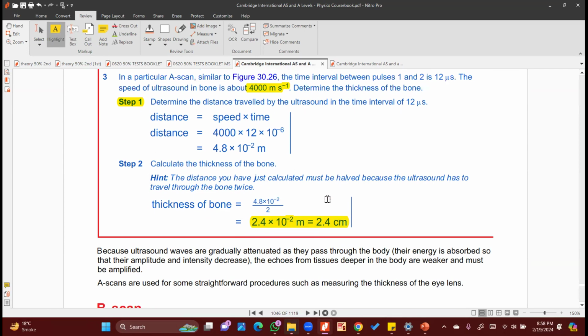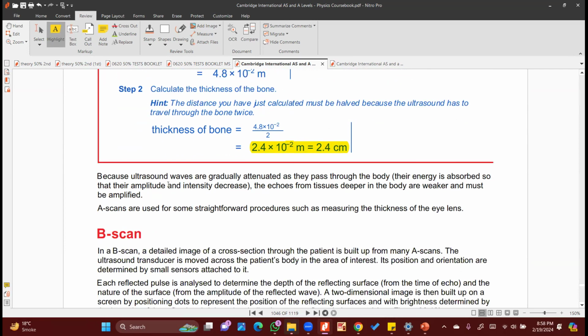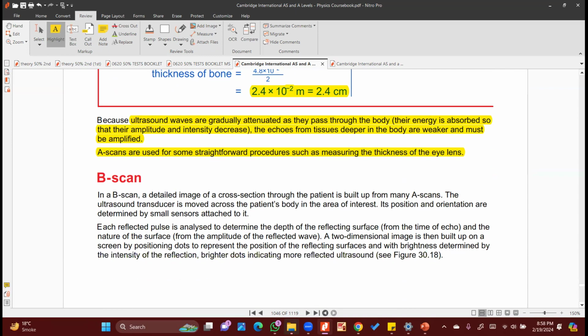We divided by 2 because he told you at the start that an echo is produced. Ultrasounds are gradually attenuated as they pass through the body. Their energy is absorbed so that their amplitude and intensity decreases. The echoes from the tissue deeper in the body are weaker and must be amplified. A scans are used for a straightforward procedure, which I also told you: basic ultrasounds are A scans.